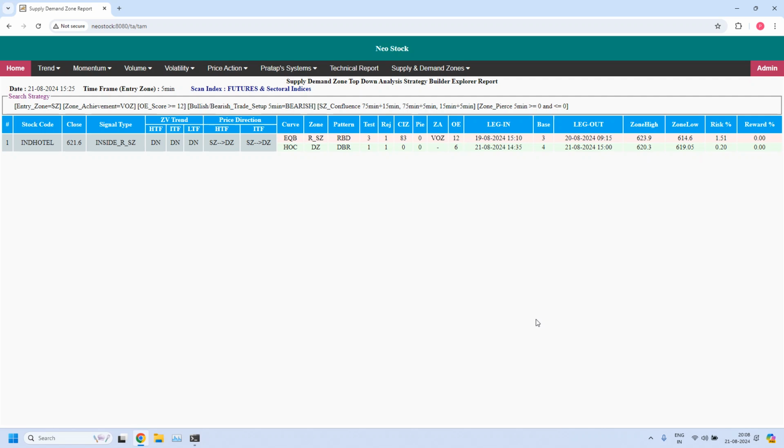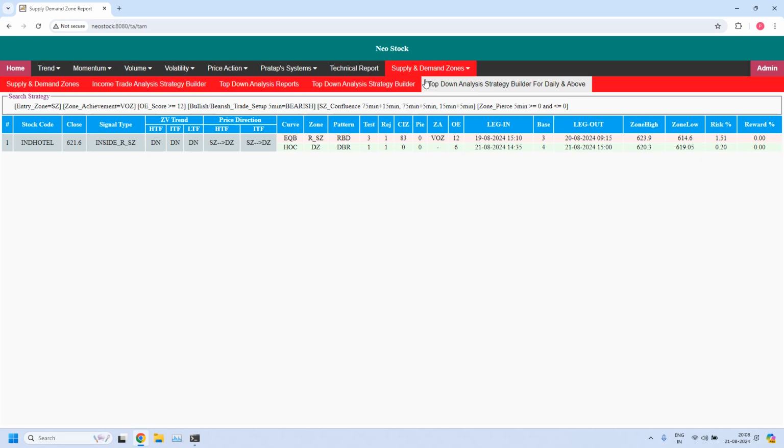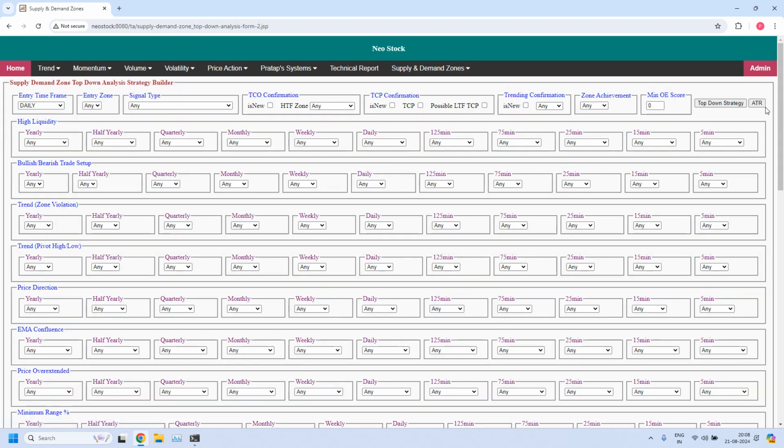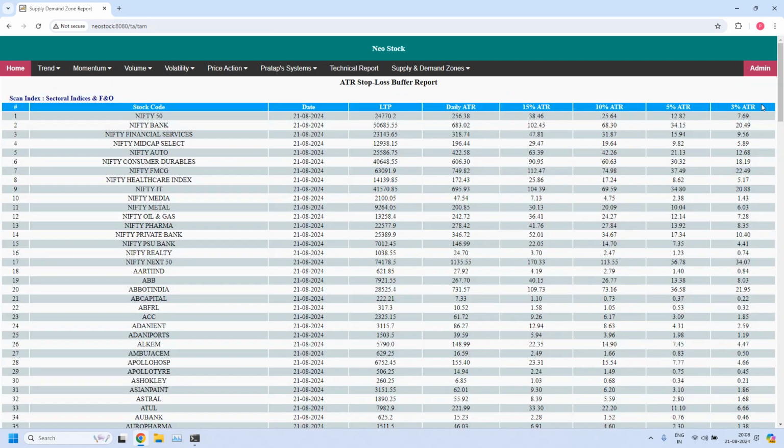So this is about the bearish trade setup for hourly income trade. With this we have completed all the 4 income trades, and in the final report let us generate stop buffers based on daily ATR.